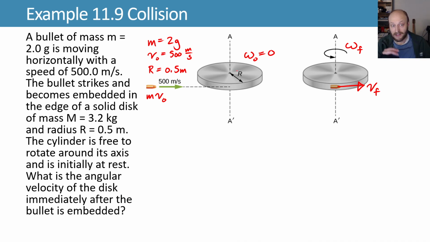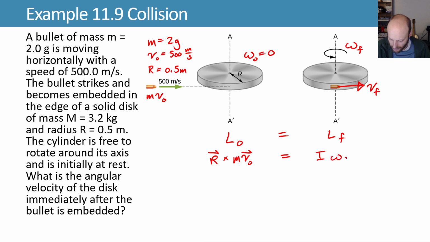We'll consider the bullet and the disk together so we can neglect any forces between them, so I don't have to worry about that impact or the impulsive action there, and we can just conserve angular momentum. That says that my initial momentum is equal to my final momentum, and initially we just have this particle moving, and that particle is moving with r crossed m v naught. And then finally we have I omega final.